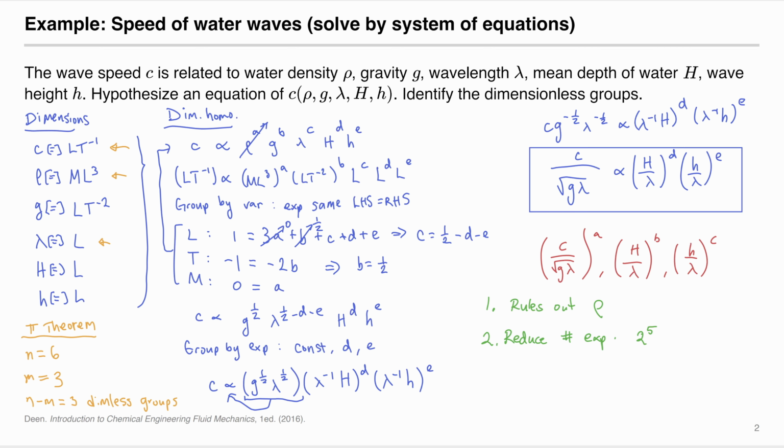However, now you can use these non-dimensional numbers. What you can do is to, on the x-axis, have C divided by square root of G lambda. On the y-axis, you can have big H divided by lambda, and say you do some experiments and find out at different h divided by lambda what the trends are. So now what you need to design is to design based on these dimensionless groups. So you reduce the number from 2 to the 5th to 2 to the 3rd, which saves a lot of time and money.